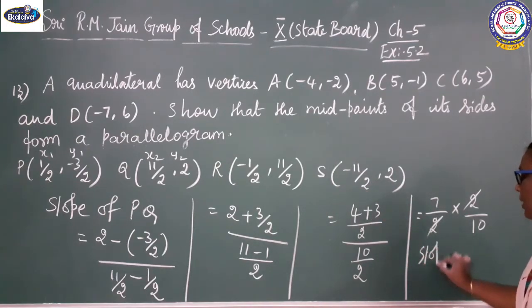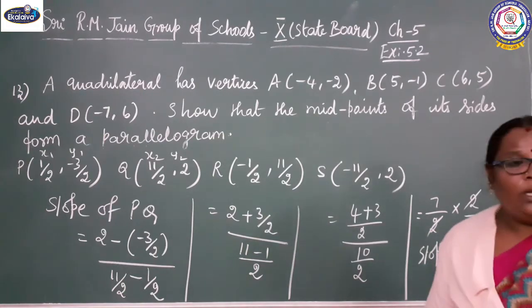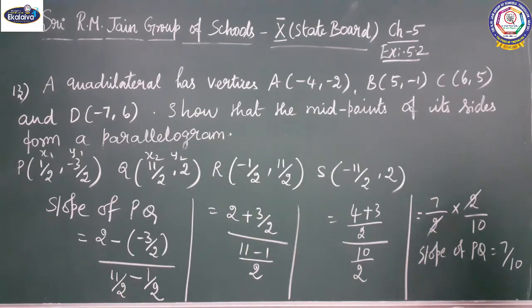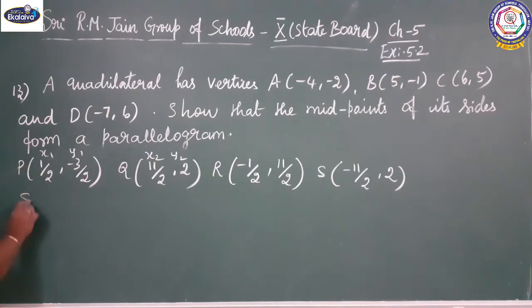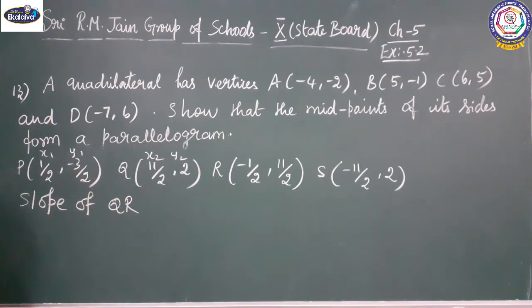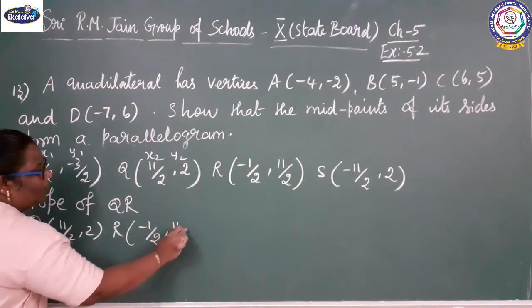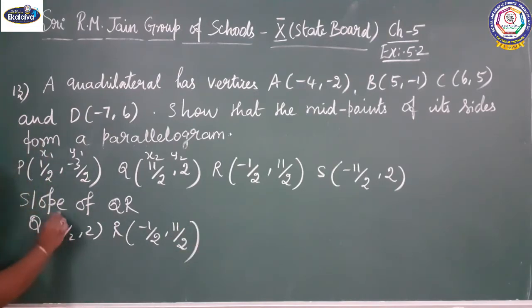Slope of PQ equal to 7 by 10. Slope of QR. What is the value of Q here? Q is 11 by 2 comma 2. R is minus 1 by 2 comma 11 by 2.